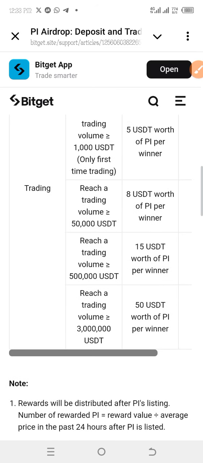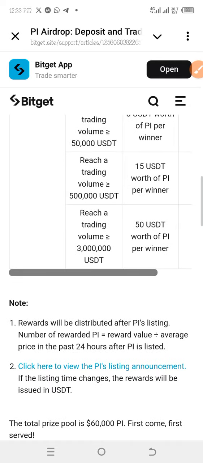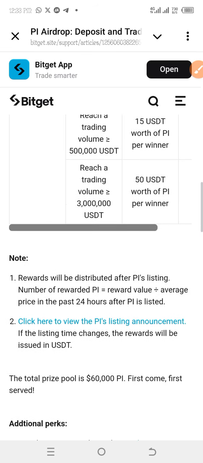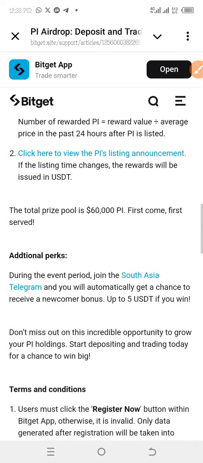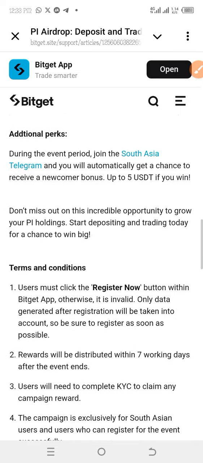Now the last one here is if you trade a minimum of 33 million USDT, you stand a chance to win 50 USDT worth of Pi. So this is how simple it is. Rewards will be distributed after Pi listing. Number of reward Pi equals reward value divided by the average price in the 24 hours after Pi is listed. You can click here to check the announcements, and this is directly from their platform, so you can also check it out.